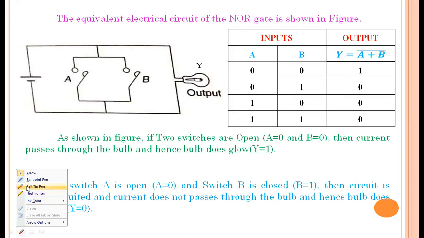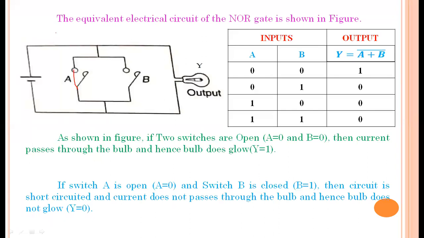And B is 1, that is nothing but B is open. Then what happens? If A is closed, the current which would pass through the bulb passes through the switch only, by short circuit. Because the switch is closed, there is no resistance; the resistance is approximately 0.